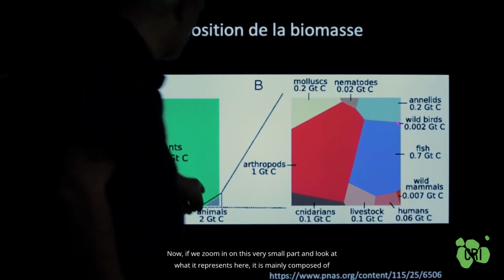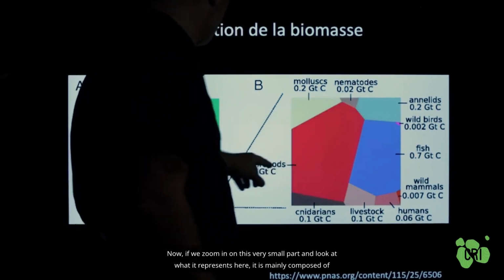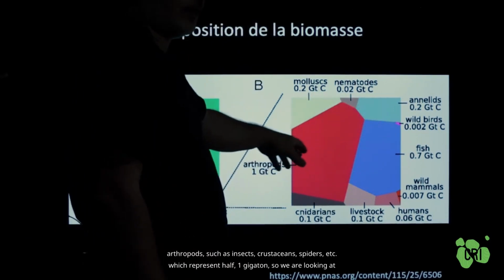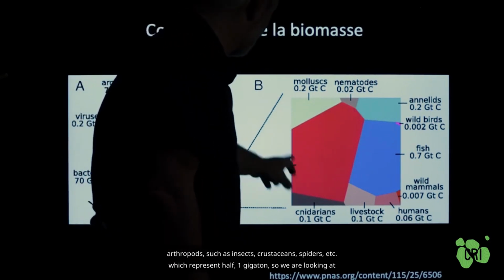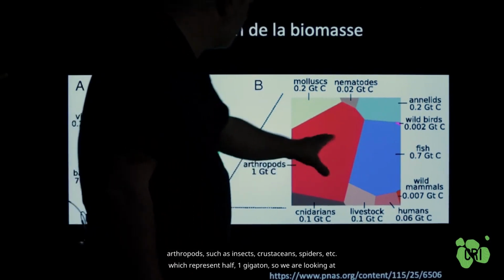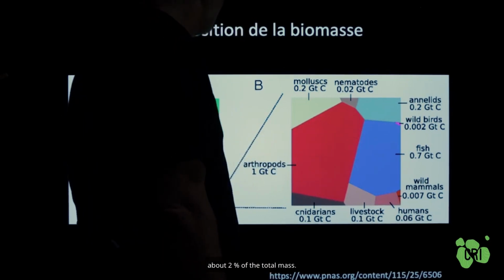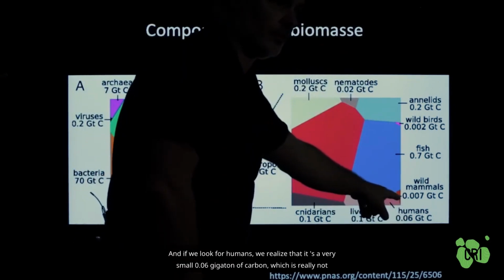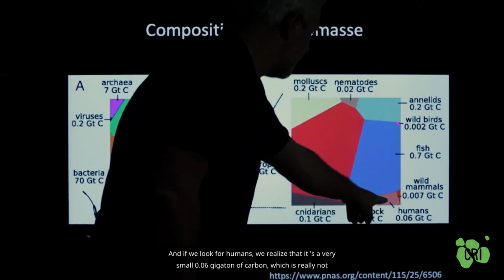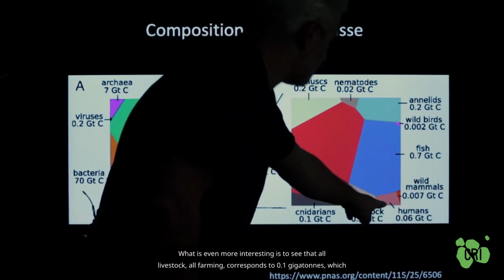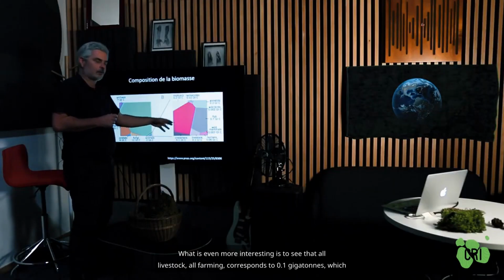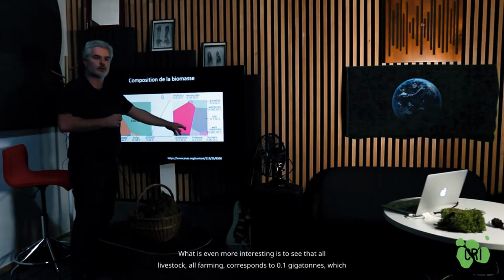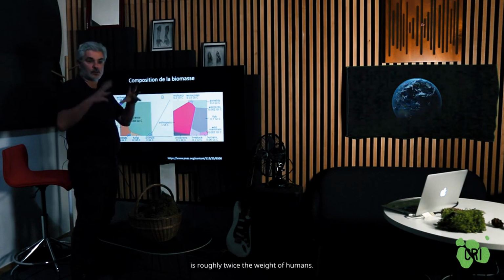Now, if we zoom in on this very small part and look at what it represents here, it is mainly composed of arthropods, such as insects, crustaceans, spiders, etc., which represent half, 1 gigaton, so we are looking at about 2% of the total mass. And if we look for humans, we realize that it's a very small 0.06 gigaton of carbon, which is really not much. What is even more interesting is to see that all livestock, all farming, corresponds to 0.1 gigatons, which is roughly twice the weight of humans.